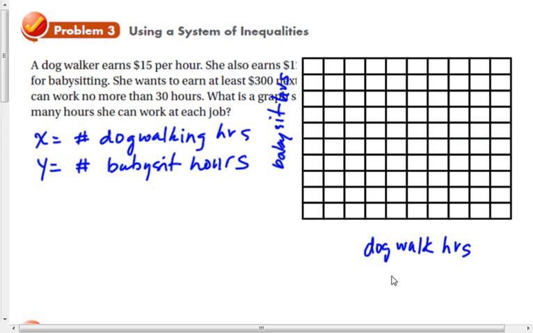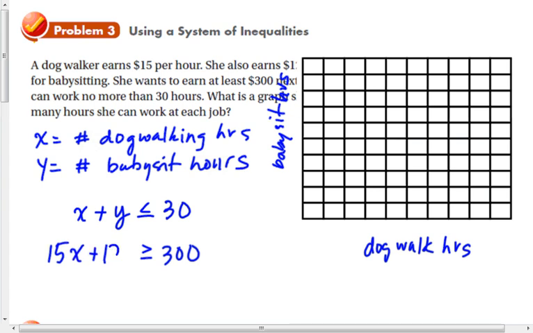All right, and if I do that, I can then represent an inequality. She cannot work more than 30 hours, so if I add x plus y together, it has to be less than or equal to 30 hours. And the amount of money she wants to earn is at least 300. At least 300 is greater than or equal to 300. And the way we're going to earn that is by getting $15 per hour for my dog walking hours, plus $12 per hour for my babysitting hours. Now, both of these are written in standard form.